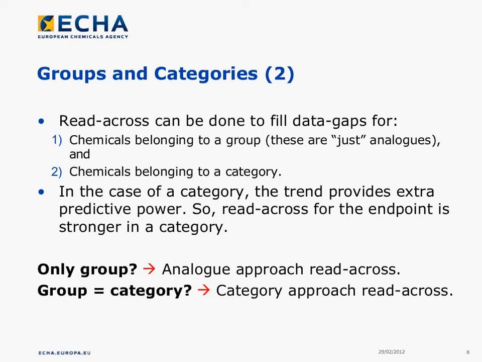These are then just analogues, chemicals belonging to a group, or chemicals belonging to a category. In the case of the category, the trend we see provides extra predictive power. So read-across for the endpoint is stronger in most cases if it's supported by a trend, so if it's done in a category. If we only have a group, then under REACH we call that an analog approach read-across. If the group is a category, so that it's supported by a trend, then we call that category approach read-across.